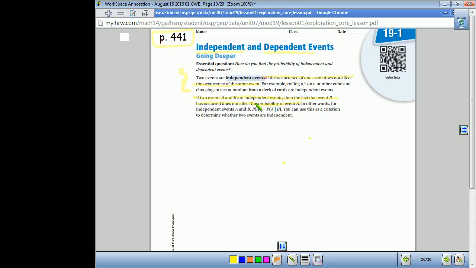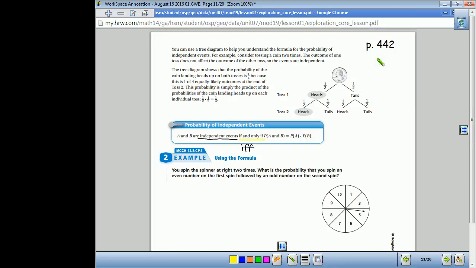If two events A and B are independent events, then the fact that event B has occurred does not affect the probability of A. In other words, for independent events A and B, the probability of A is going to be the same as the probability of A given that B happened. That probability will be equivalent. And we're going to look at some examples to make that make sense. Now there's some stuff at the bottom of the page we're going to come back to in a second. So let's flip over to page 442.